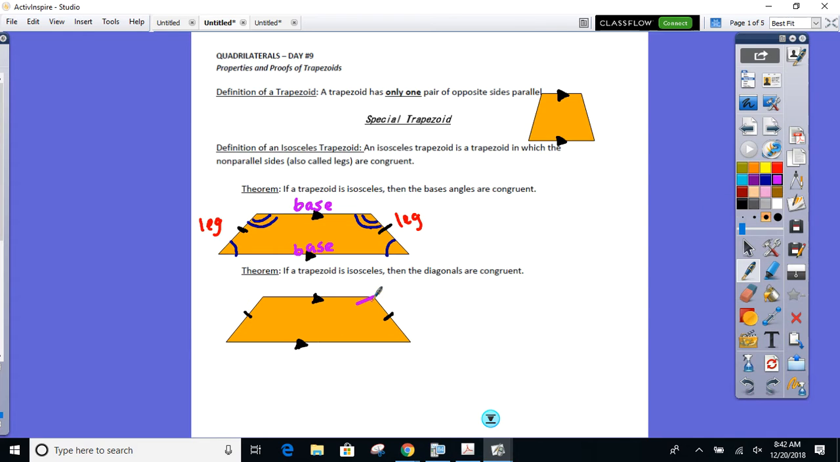Base angles, congruent. Diagonals, congruent. Let me just put some letters on this one. So in our case, diagonal BD would be congruent to diagonal AC. All right. Base angles congruent, diagonals congruent as well. All good. Calculators ready to roll.